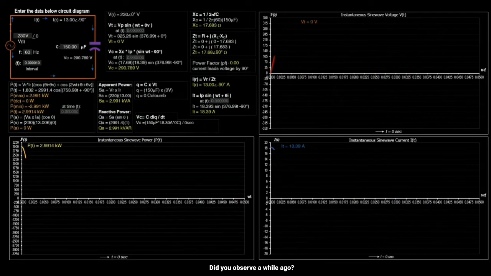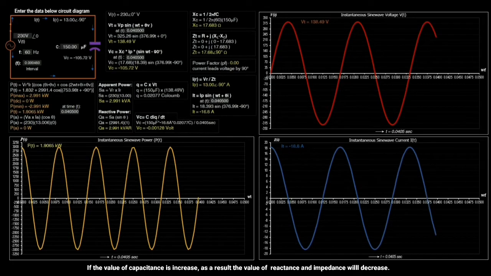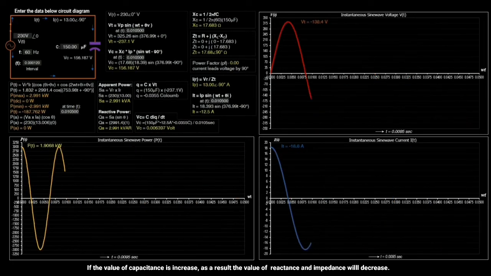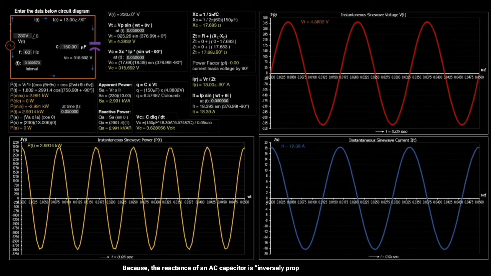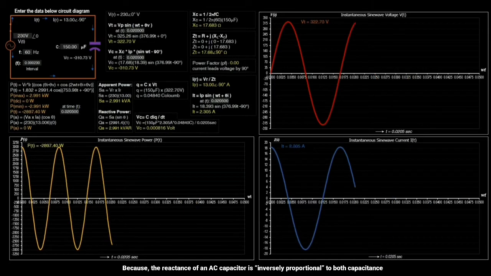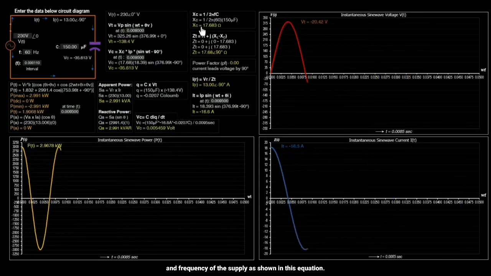Did you observe a while ago? If the value of capacitance increases, as a result, the value of reactance and impedance will decrease. Because the reactance of an AC capacitor is inversely proportional to both capacitance and frequency of the supply, as shown in this equation.